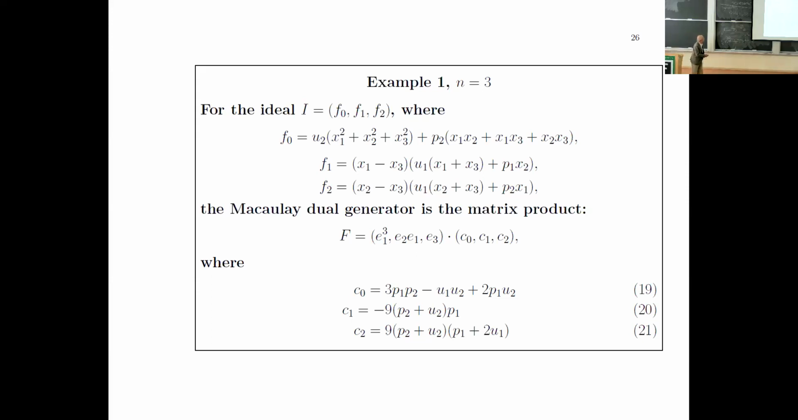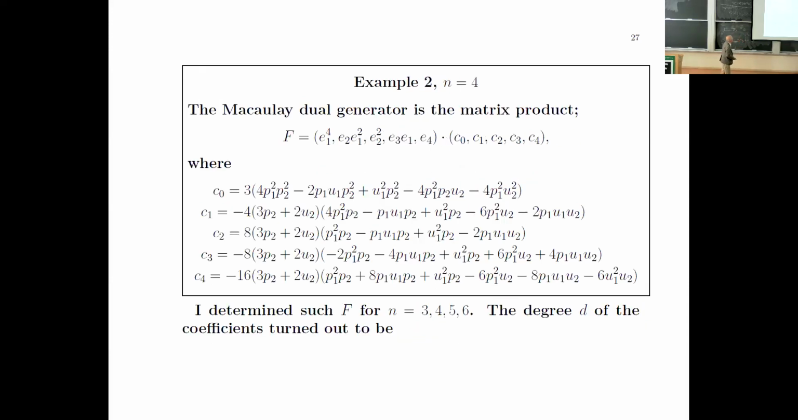And when n is 4, I can show you this F in the next page. When n is 4, F is this complicated, but anyway, it is this. And these coefficients are certainly supposed to be not equal 0, because if they are 0, it doesn't have the same H vector as the complete intersection.